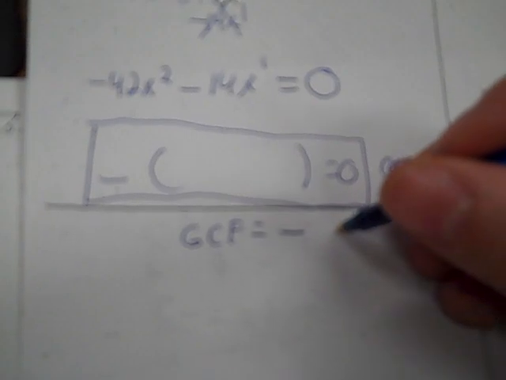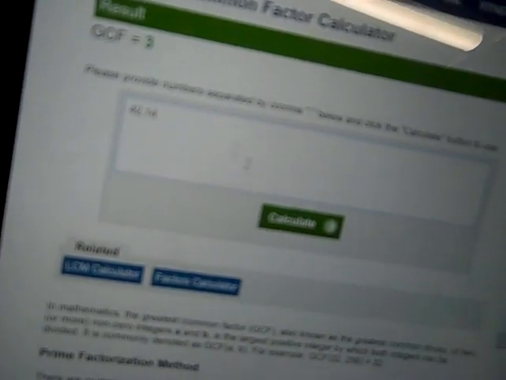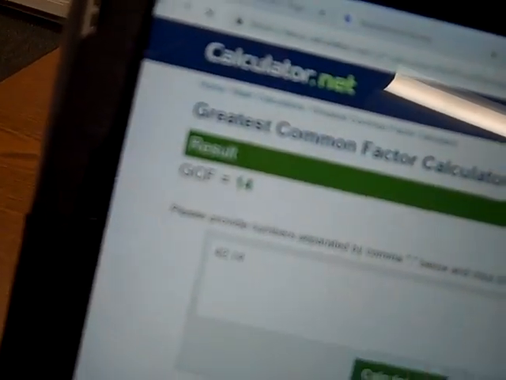GCF, do it underneath. Okay. Now the first number 42 is negative, so the GCF is automatically negative, and then x second and x1, I do x to the 1. Okay, and then 42 and 14, I GCF calculator that. So 42, comma 14, hit calculate, and I get 14 for my GCF. Okay, so negative 14x to the 1 is coming out, and then I divide both of these by negative 14x to the 1.